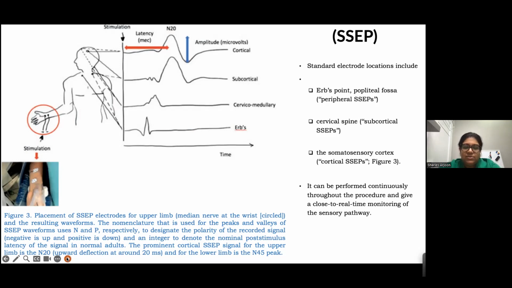The nomenclature that is used for the peaks and valleys of the SSEP waveforms uses N and P respectively to designate the polarity of the recorded signal. Negative is usually an upward wave and positive is downward, and an integer denotes the nominal post-stimulus latency of the signal in normal adults. The prominent cortical SSEP signal for the upper limb is N20, with an upward deflection at around 20 milliseconds, and for the lower limb it is the N45 peak.